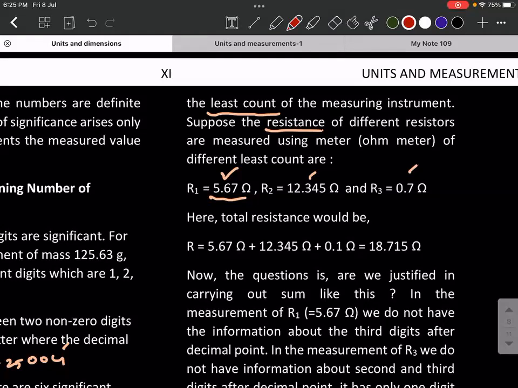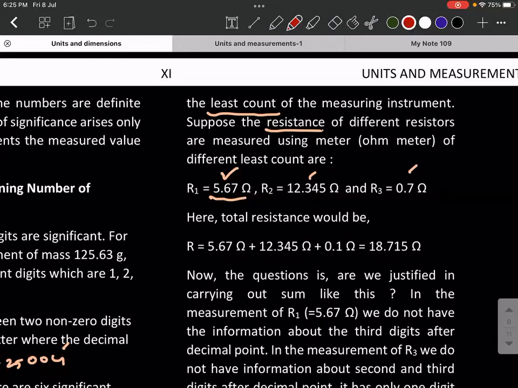Right? So when that is the case, when I find the equivalent resistance, when I add all the values, what will happen is I'm adding a 2-digit number to a 3-digit number to a 1-digit number. When I do this, I'll get a final output. And the final output will give me till how many digits? Out of these 3 readings, which one has the highest number of digits after the decimal value? Second one. So when I add everything, I'll get the reading till 3 decimal values.